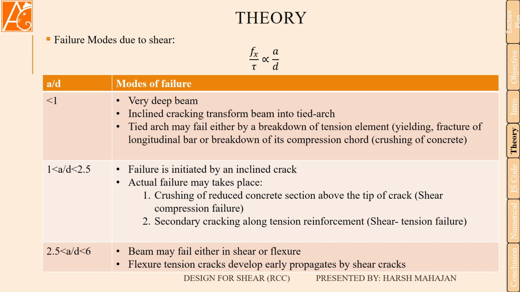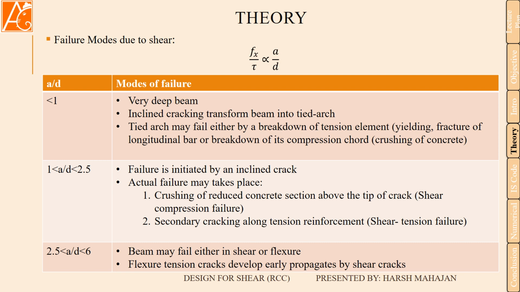If a by d is between 1 to 2.5, failure is initiated by an inclined crack. Actual failure may take place by crushing of the reduced concrete section above the tip of the crack. So what happens when the crack is happening and at the tip, if the concrete is crushed, then the shear compression failure will occur. And in secondary cracking along the tensile reinforcement, shear tension failure occurs.